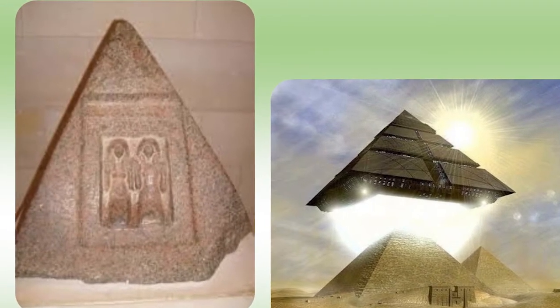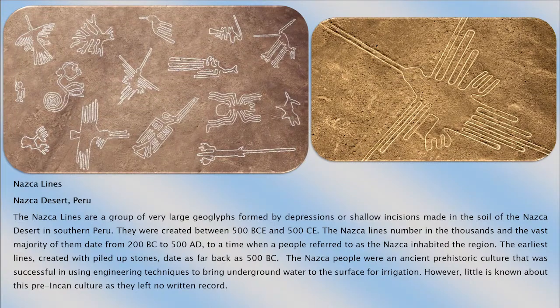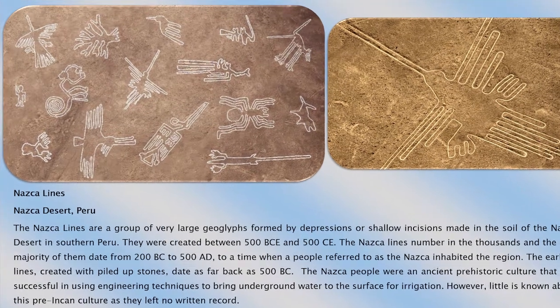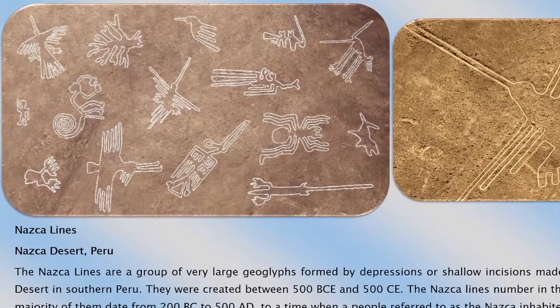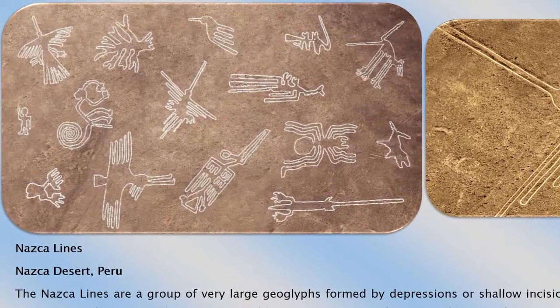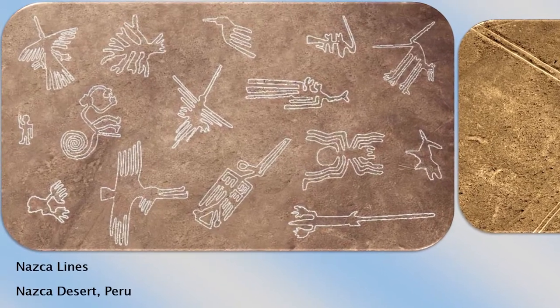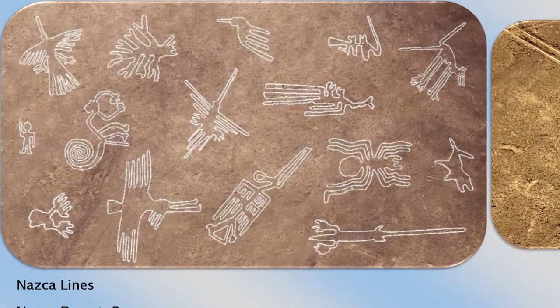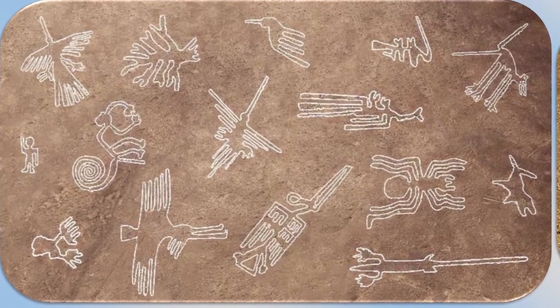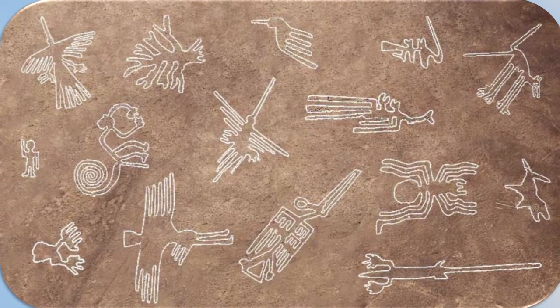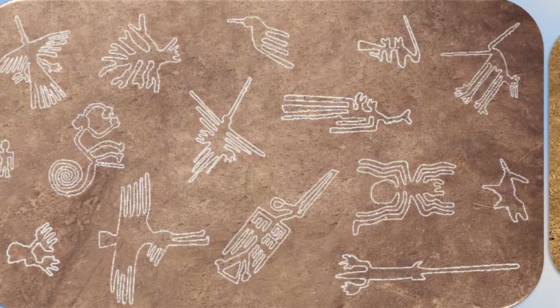Today's video, we're going to start off in Peru. The Nazca Lines are a group of very large geoglyphs formed by depressions or shallow incisions made in the soil of the Nazca Desert in southern Peru. They were created between 500 BCE and 500 CE. The Nazca lines number in the thousands, and the vast majority of them date from 200 BC to 500 AD, to a time when people referred to as the Nazca inhabited the region. The earliest lines, created with piled up stones, date as far back as 500 BC.